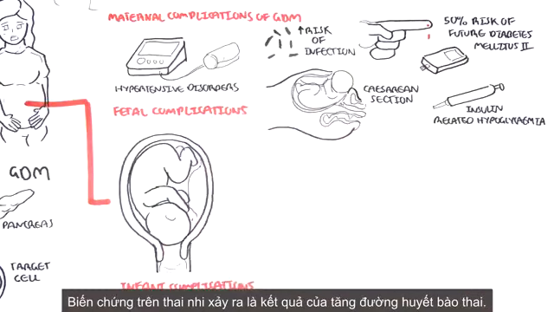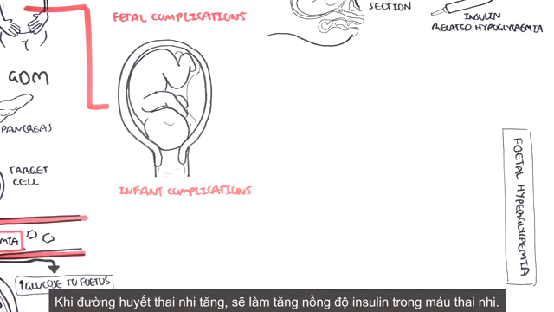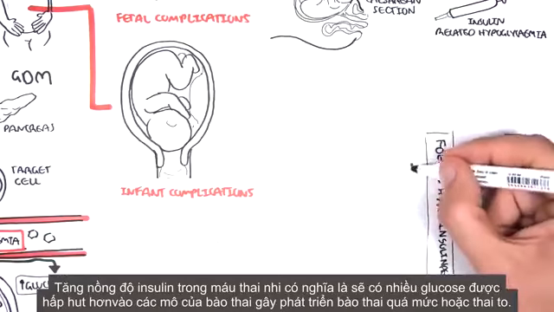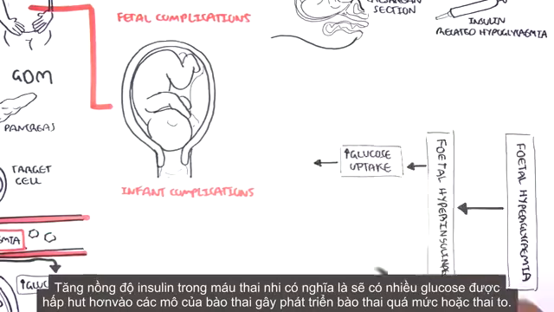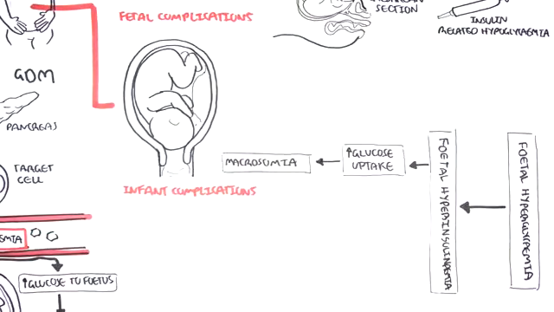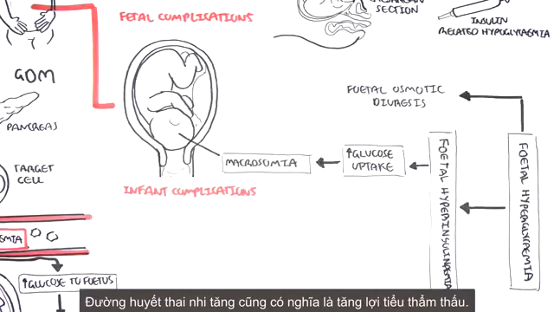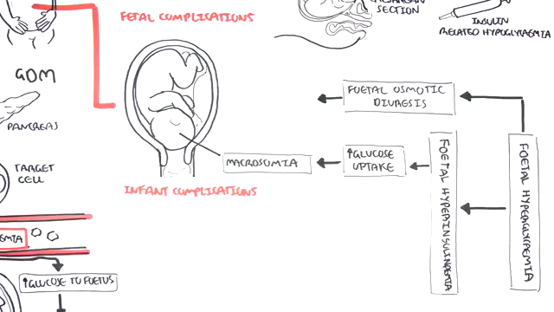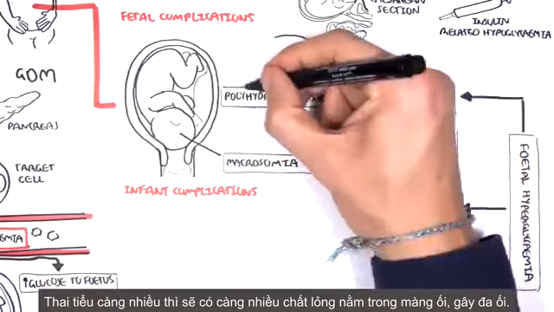Fetal complications occur as a consequence of fetal hyperglycemia. With fetal hyperglycemia, you get fetal hyperinsulinemia. Fetal hyperinsulinemia means that there will be more glucose uptake by fetal tissues, causing macrosomia, or a big baby. Fetal hyperglycemia means fetal osmotic diuresis occurs, which means that the fetus will pee more because of the diuretic effects of glucose. Because the fetus pees more, fluid will be within the amniotic sac, causing polyhydramnios.